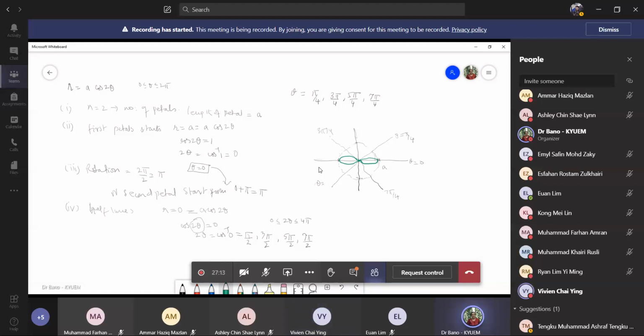This is the rotation, isn't it? Did you understand about the rotation? Yes. So the rotation is here, A 180. So we come here, isn't it? So theta is equal to pi. So your second petal is starting from here. The first petal is starting from here. So this is theta is equal to pi by 2 and theta is equal to 3 pi by 2. Is this any better than other methods? Yes.